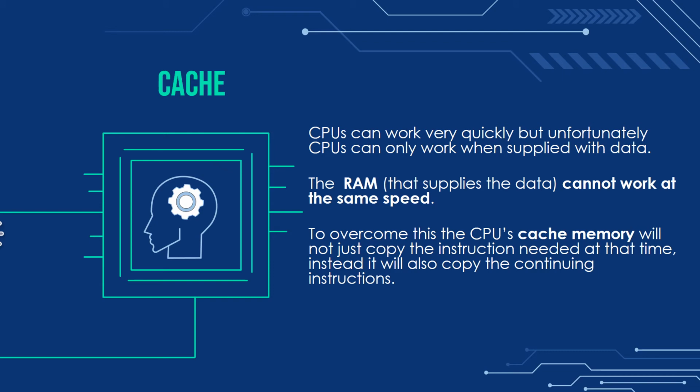Our third C is cache. CPUs can work really quickly, but they're actually limited by the amount of instructions and data that we can give them. If we store all our instructions and data in RAM, well, RAM is actually slower and works slower than our CPU. So to overcome this, in a CPU we have a small amount of memory called cache, and this stores frequently used instructions or data to make it much quicker.